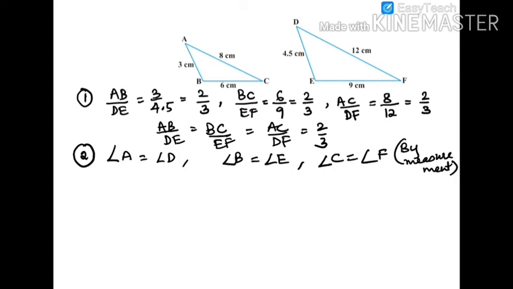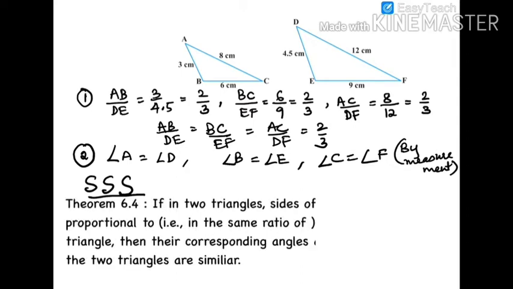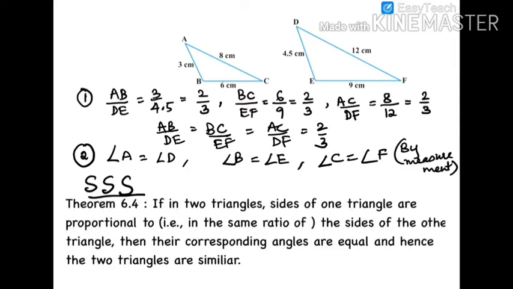So this gives us the second criteria, which is called side, side, side. And we can say that these two triangles are similar by side, side, side. Which states that if in two triangles their corresponding sides are proportional, then the two triangles are similar by SSS, and we can imply that their corresponding angles are also equal.